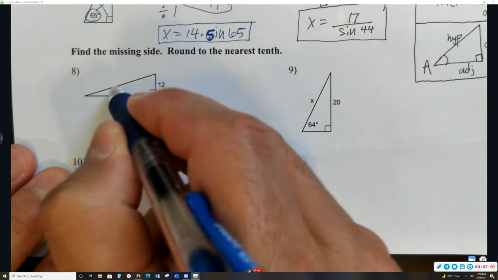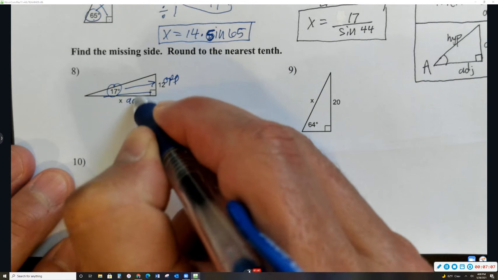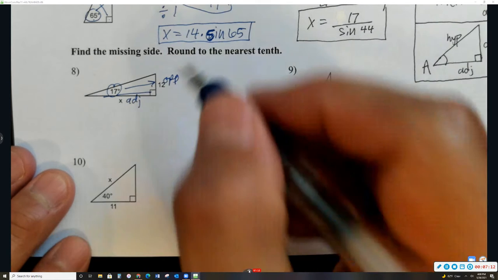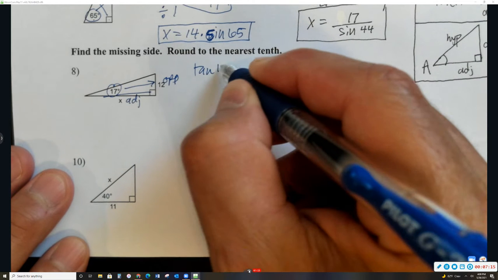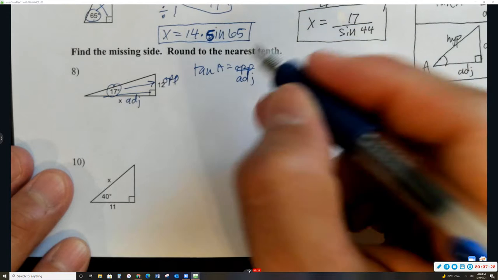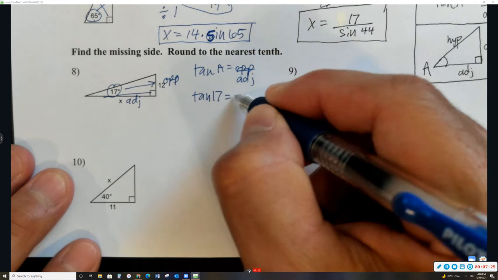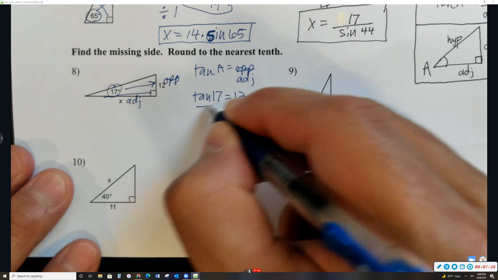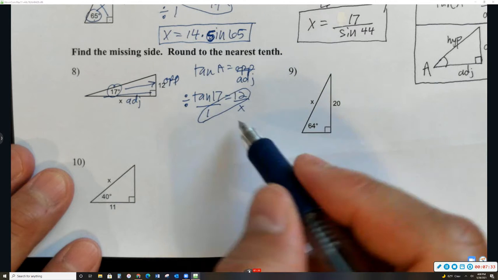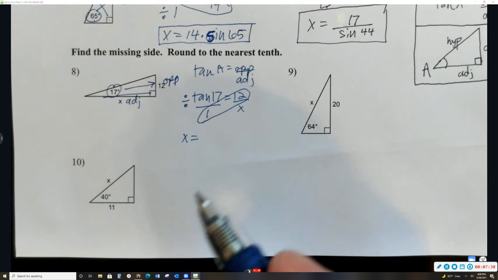Again, here's my angle. This is the opposite side. This is the adjacent side. Opposite over adjacent, if you look over here at the trig ratios up top, that's the tangent. Tangent of angle A is opposite over adjacent. Okay, so the angle is 17. The opposite side is 12. The adjacent side is x. Cross multiply and divide. Now I'm not going to rewrite this. I'm just going to type it into the calculator and show you what I get.